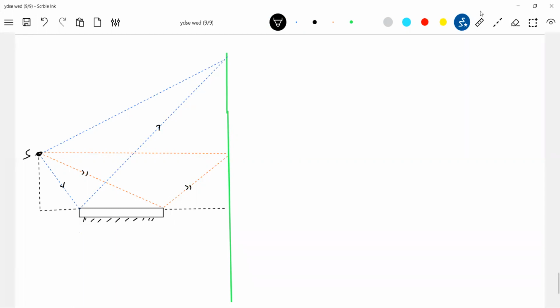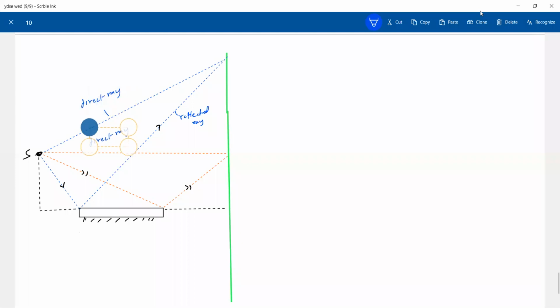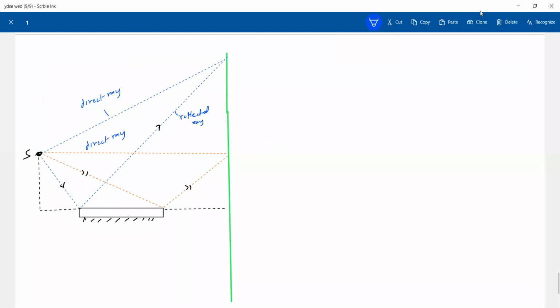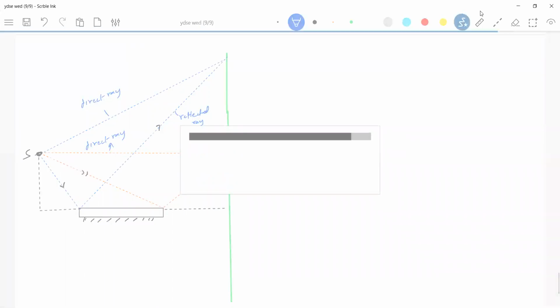So how the interference, I am going to compare between the direct ray and the reflected ray. There's a direct ray and there's a reflected ray. There's also a direct ray, and this is a reflected ray. Okay, fine. Now what is the expression for position of maxima and minima? Where do we see the maxima and minima? The maxima and minima we'll see in this region.